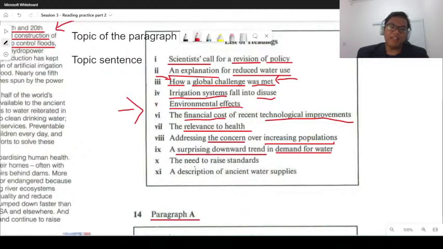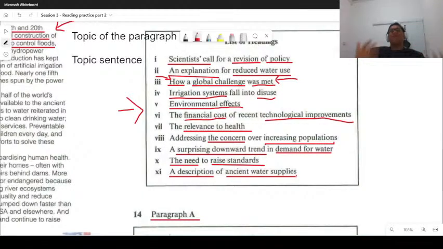The need to raise standards, so it's talking about some sort of standard. So we want to look at, if we notice a description of a standard, a criteria, right? And the need, so maybe could be urgent, could be something that's just required. And the last one is a description, right? Ancient water supply. So we want to find a paragraph, or when we're reading, we want to be able to notice a paragraph that talks about old methods when it comes to water supplies, etc., etc.